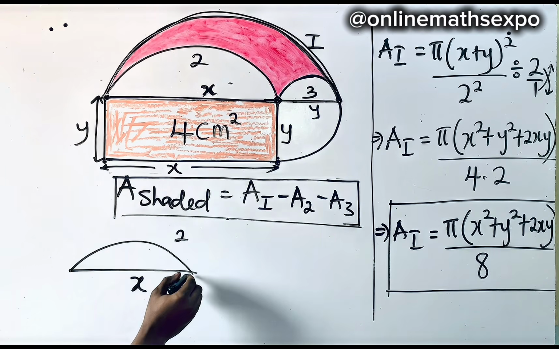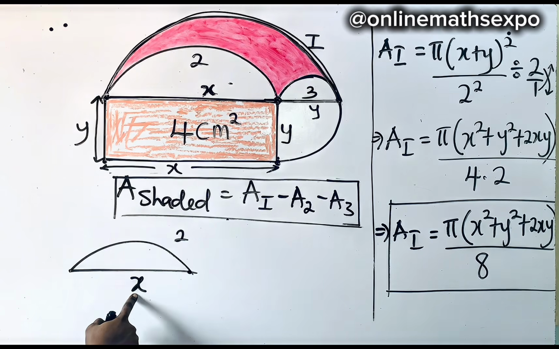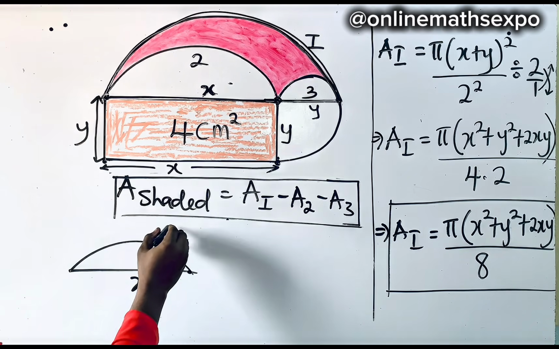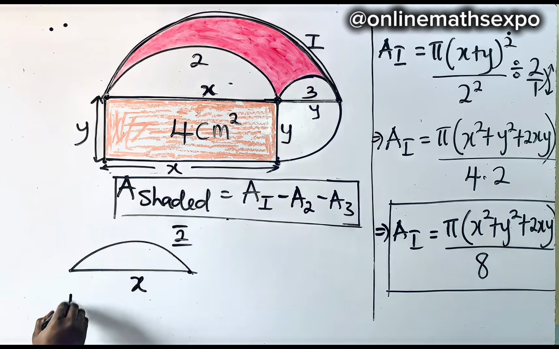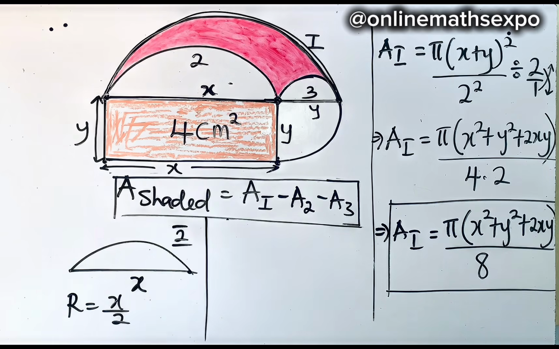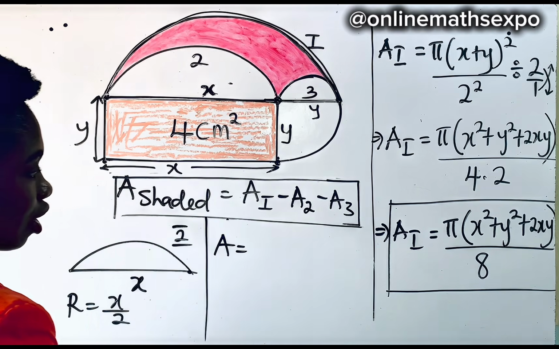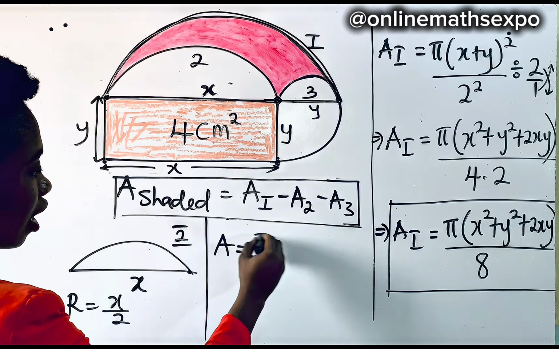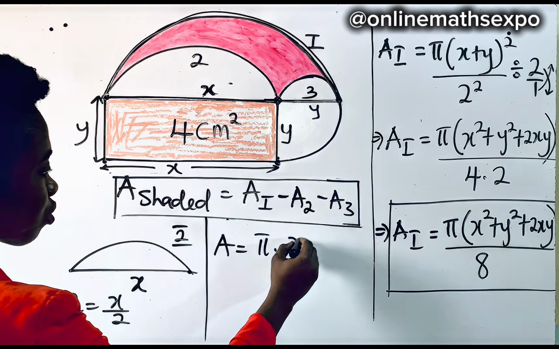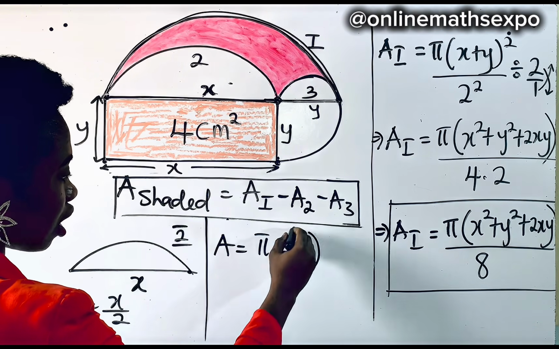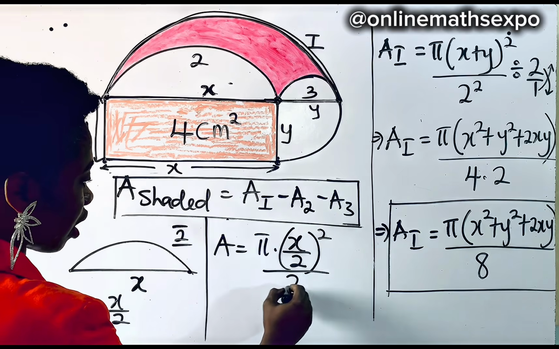Now, if from here to here is the diameter, it means that for us to get the radius, it's just for us to divide the diameter by 2. So this gives us the radius. And if this is the radius, let's find the area. The area, using the same formula for area of a half circle, is going to be π multiplied by the radius, which is x over 2. Then you square and divide it by 2.